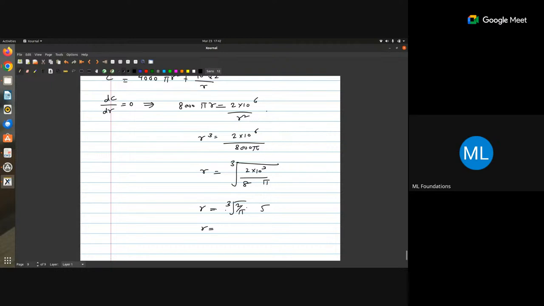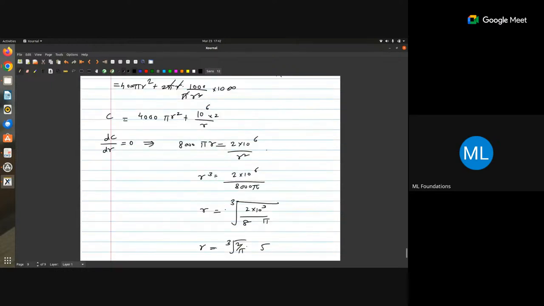Just check whether we have made any mistakes somewhere. Just cross check, I'll check the calculator. Anyway, we got the right idea. The idea is to get the cost function. I tested this. Yeah, okay.